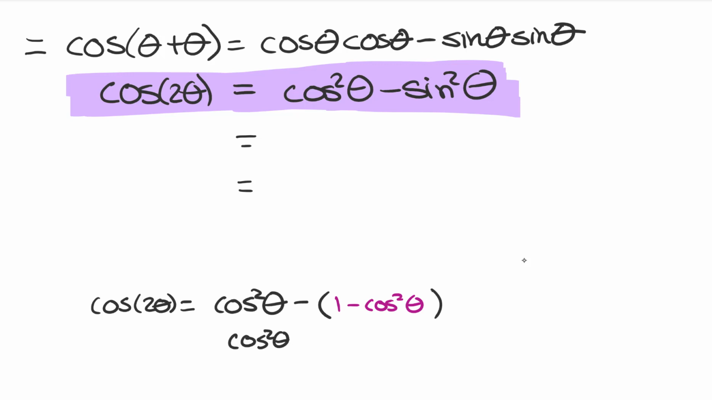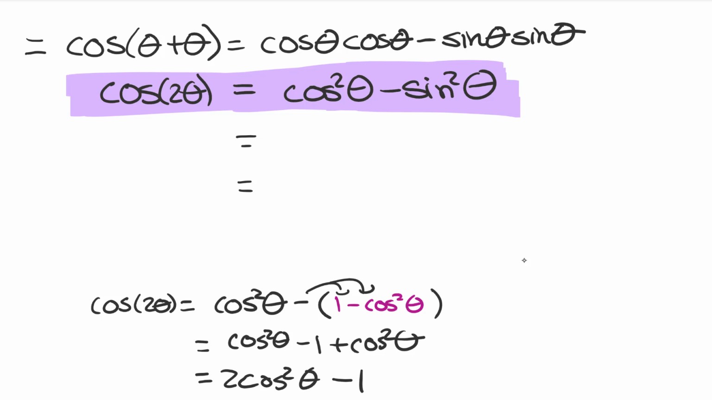So this is cosine squared of theta. This should feel familiar to you if you've been keeping up with the course. We've done identities like this. And there's our next: we get 2 cosine squared of theta minus 1.